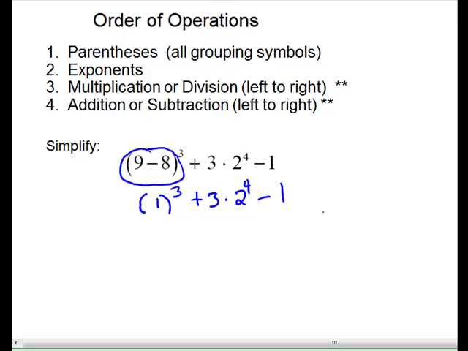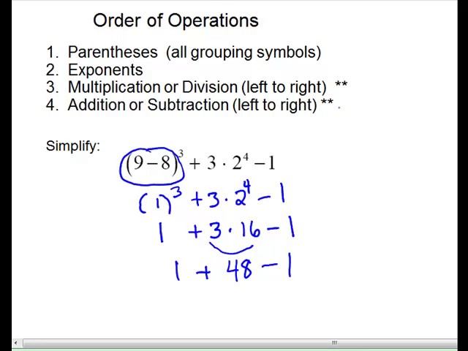Level 2, we'll do exponents. So we can work out 1 to the third means 1 times 1 times 1. Any other exponents we can do on the same line. So 2 to the fourth, you can do it on the side. 2 times 2 times 2 times 2 will give you 16. Right, brings us down to level 3, multiplication or division left to right. We do have a multiplication. 3 times 16 will give us 48.